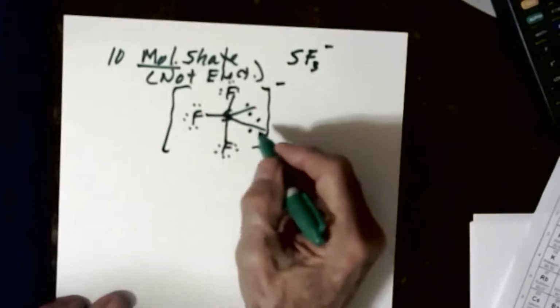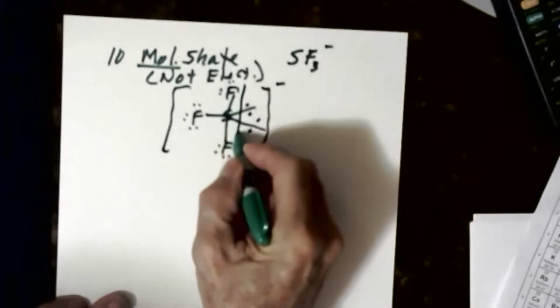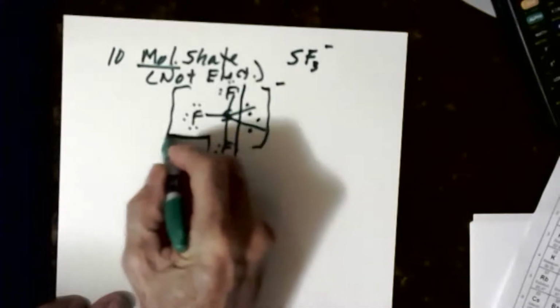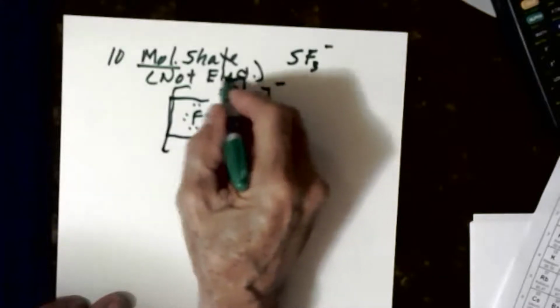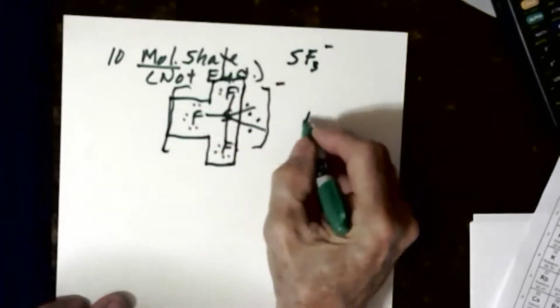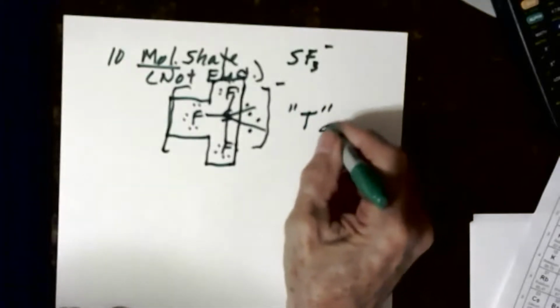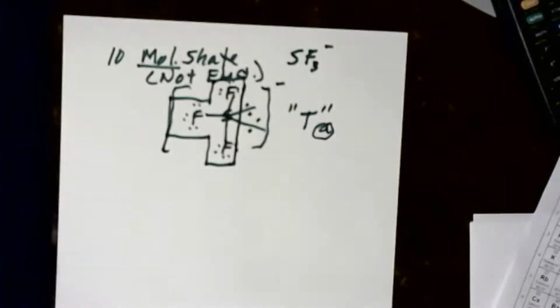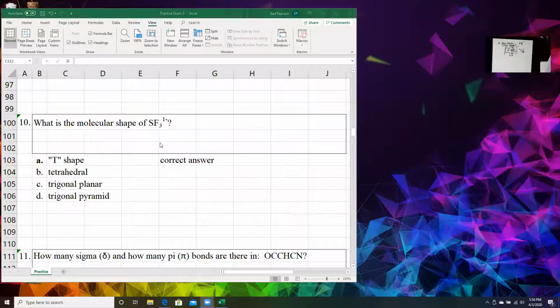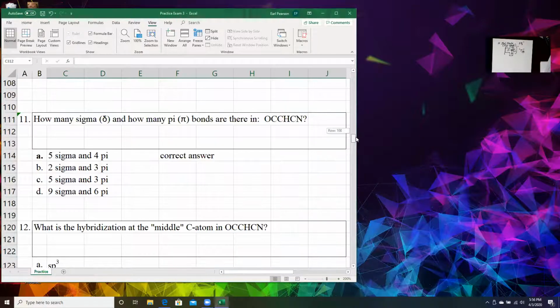Okay, so what's the molecular shape? Again, leave off the lone pairs and look at where the atoms are located. There it is. It's a T-shaped molecule. And the T-shaped molecule answer is A. So let's go back and take a look. All right. And sure enough, the correct answer is A. Now let's move on to number 11.